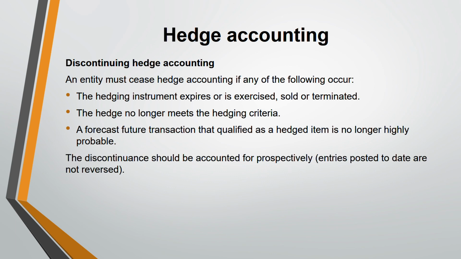And this discontinuance, once it is decided that you are going to discontinue, how do you account for it? Prospectively. Prospectively means in the future, you don't go back and change it. Whatever happened up to the date, you don't go and reverse it. Keep it like that. From that day onwards, stop using hedge accounting. That's it.